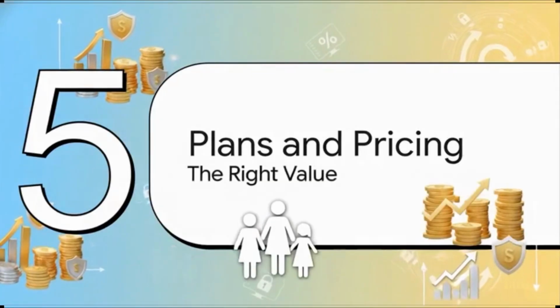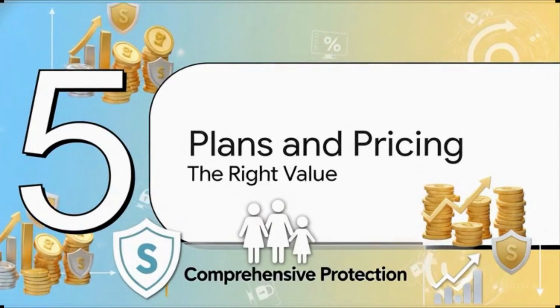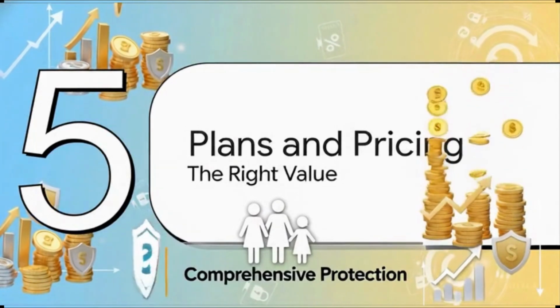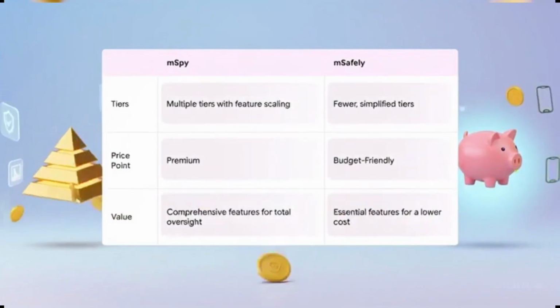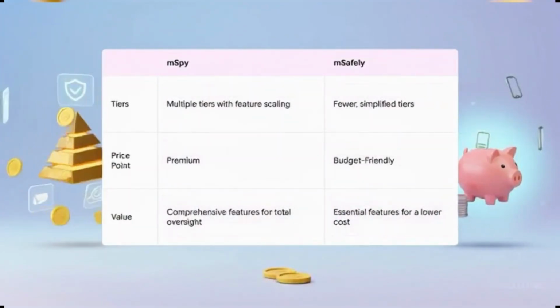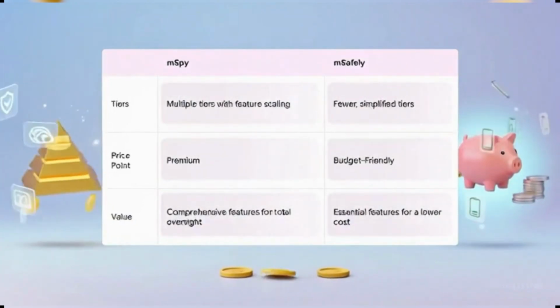All right, let's talk about the big one. The question on every parent's mind, what's this gonna cost me? Let's take a look at the pricing and see what kind of value you're getting for your money. You can see right away they have different philosophies. Msafely is positioned as the budget-friendly option. You get those essential features for a lower price. mSpy, on the other hand, is the premium choice.